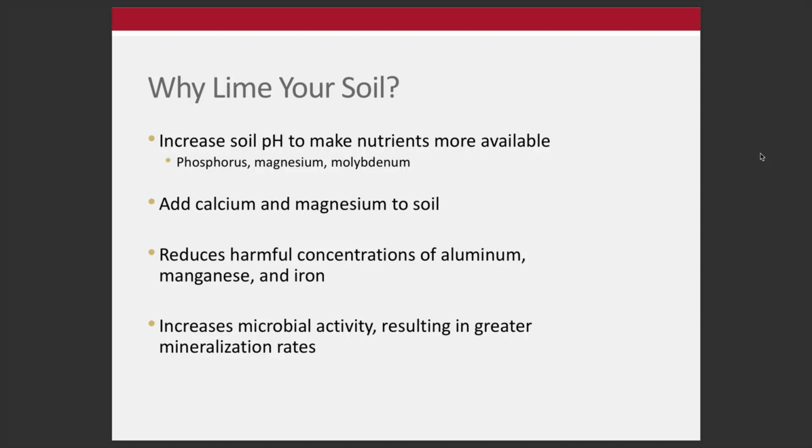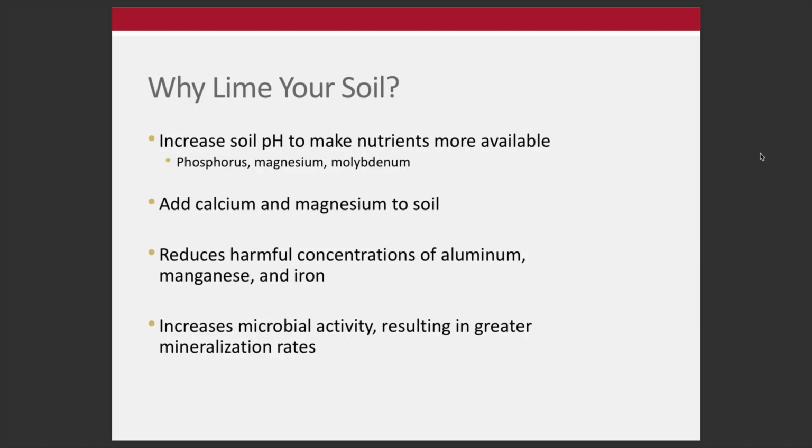Liming is such a universal phenomenon, and it's all about nutrient availability, of course, and that's why we're covering it to a large extent in this course. Other reasons include adding calcium and magnesium to soil. Some soils might have a deficiency in calcium and magnesium, typically not those found in Ohio, but perhaps very acidic soils might have a lack of availability of these nutrients.